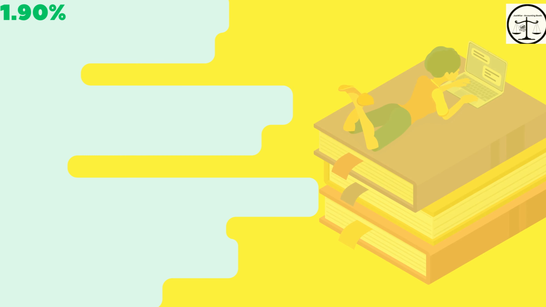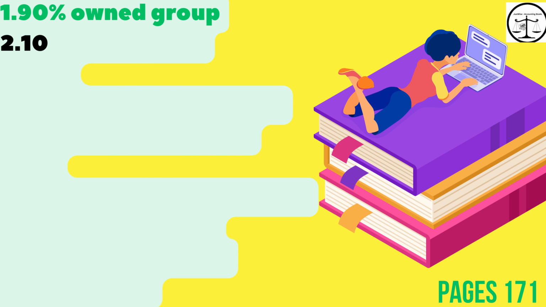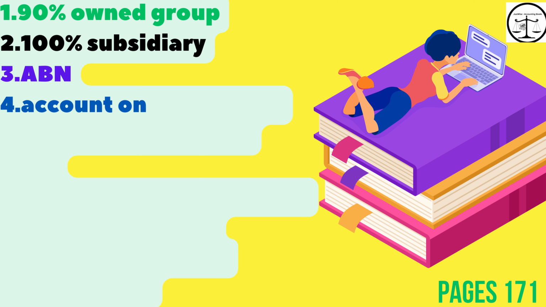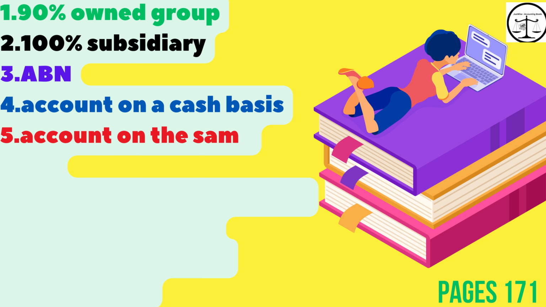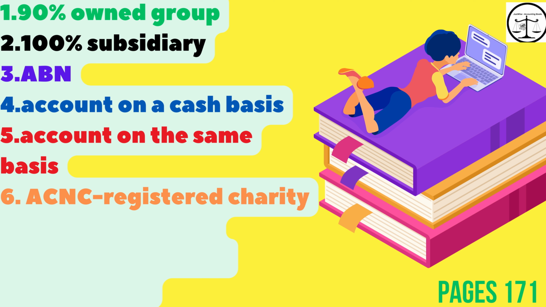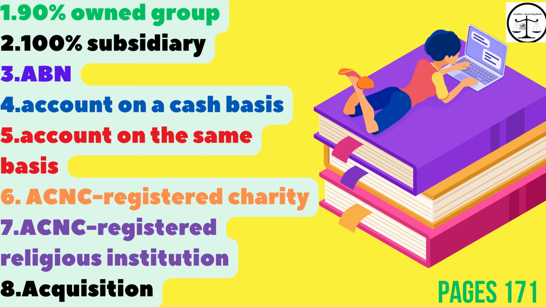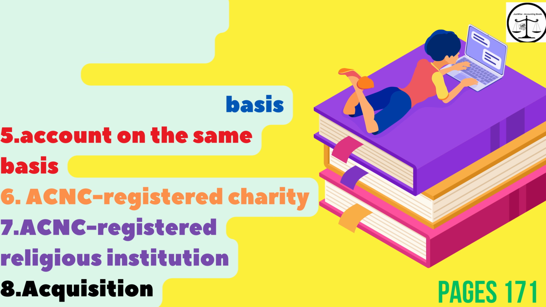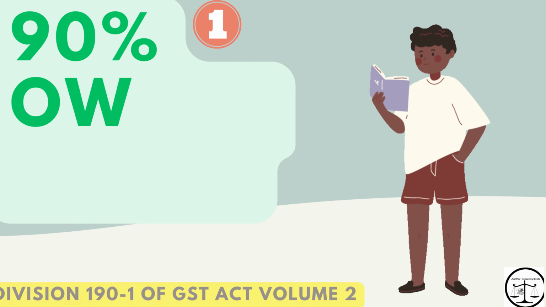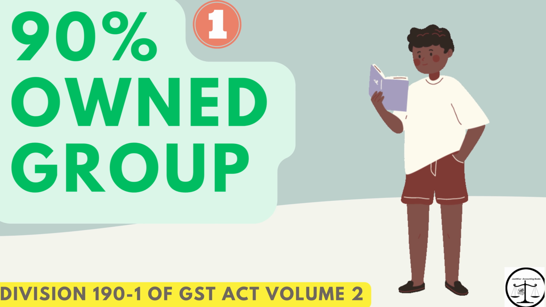1. 90% owned group. 2. 100% subsidiary. 3. ABN. 4. Account on a cash basis. 5. Account on the same basis. 6. ACNC-registered charity. 7. ACNC-registered religious institution. 8. Acquisition. Firstly, we will look at the meaning of 90% owned group.